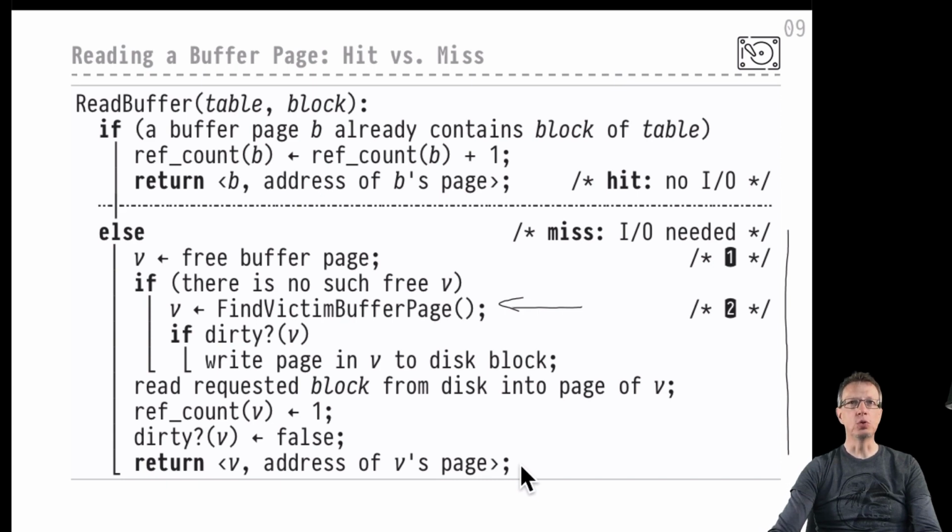now ready to access this new page. So we would have to identify and tell apart the hit, the good case, the very efficient case, no I/O, and the miss case, which even might lead to two I/Os, a writing I/O and a reading I/O, if you're unlucky.